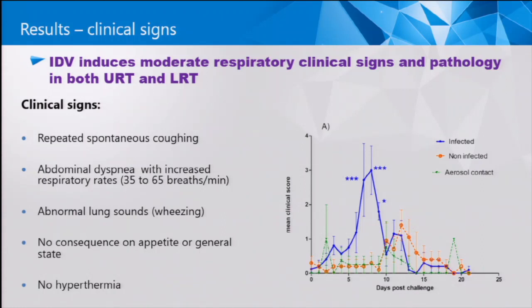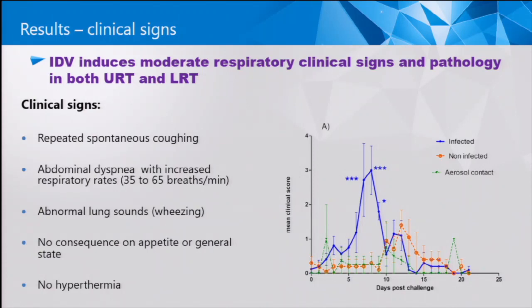So as a major result, we noticed that IDV induces mild to moderate respiratory clinical signs and pathology in both the upper and lower respiratory tract. These clinical signs included repeated spontaneous coughing, abdominal dyspnea with increased respiratory rates, in addition to abnormal lung sounds. But no consequence on appetite, general state, nor hyperthermia were recorded.